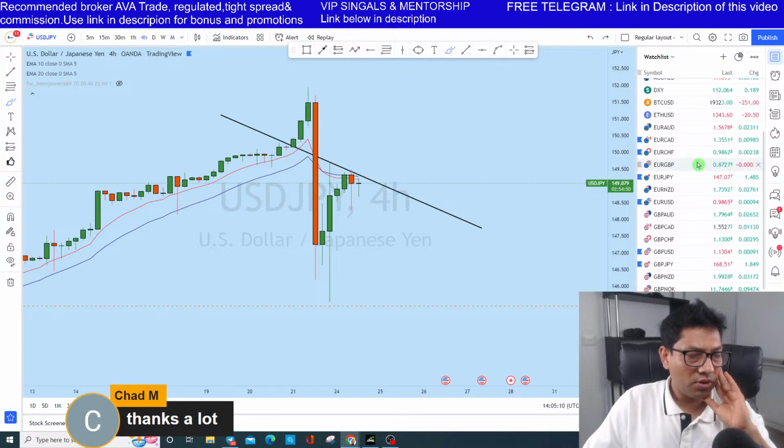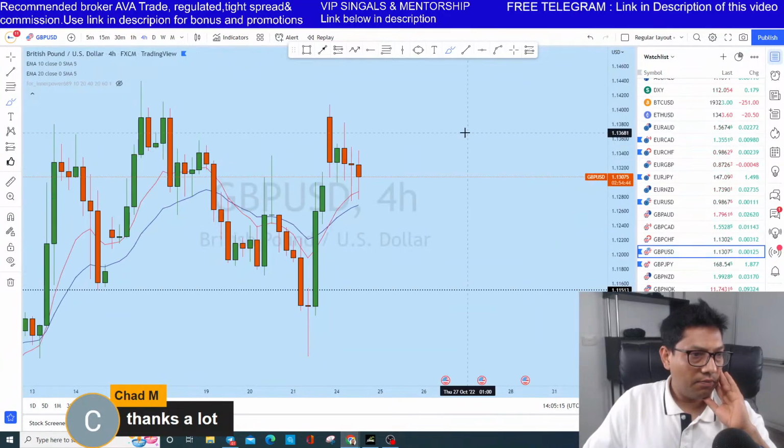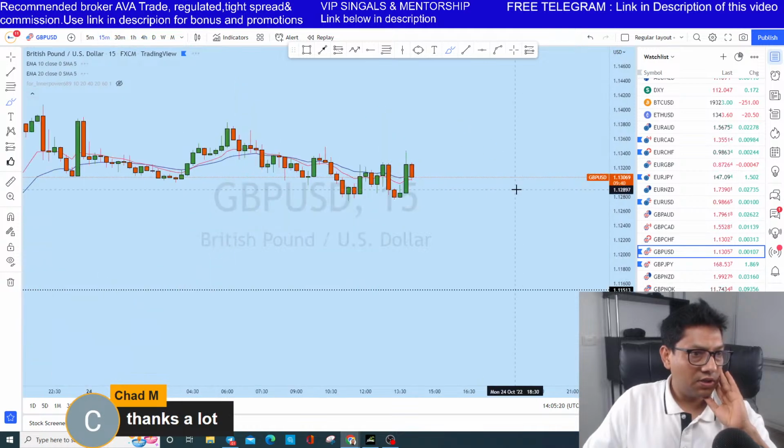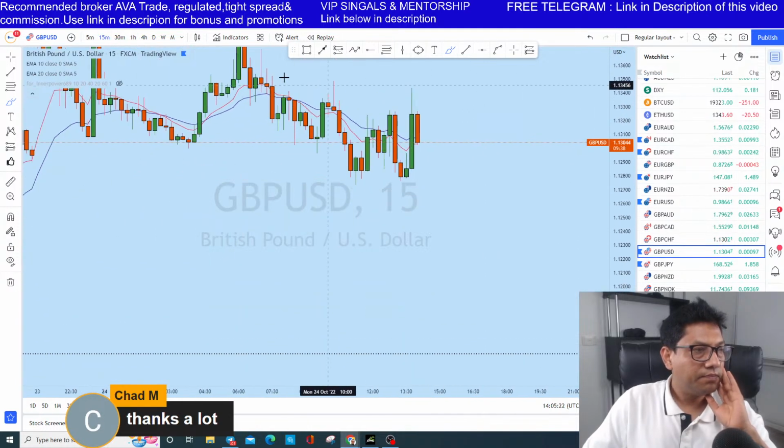Which has caused a little bit of weakening on the dollar, but ultimately we see that it can come back down again.